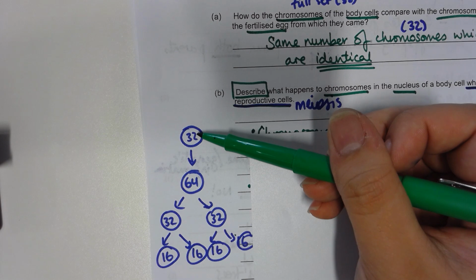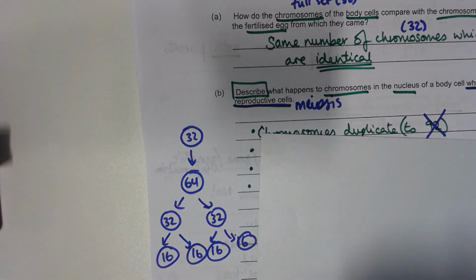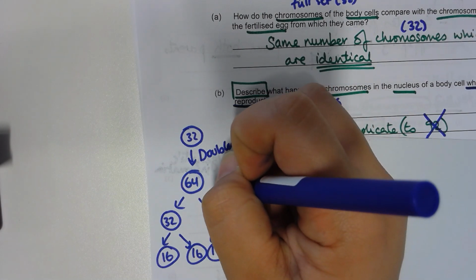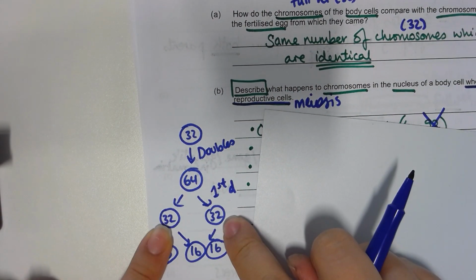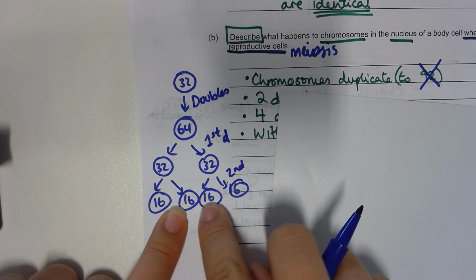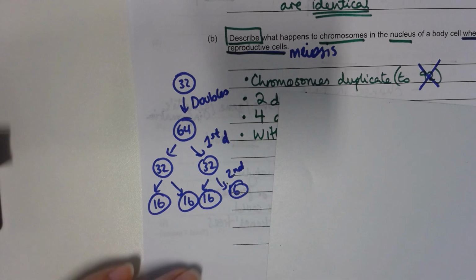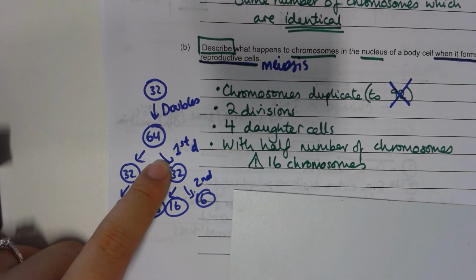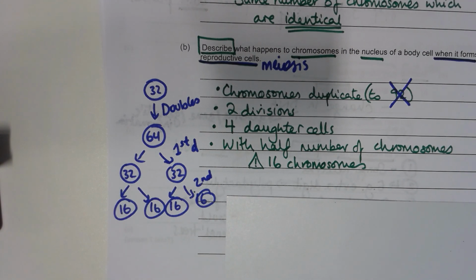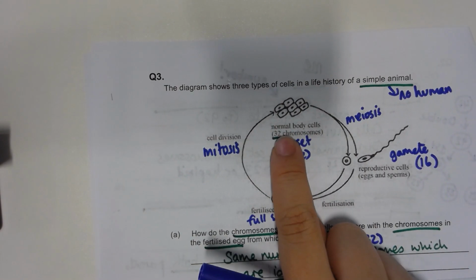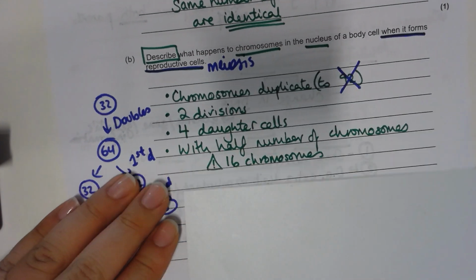So there's 32. It doubles, it duplicates into 64. You have the first division where it makes 32, and then the second division where you end up with 4 with 16 in each. So to get the full 4 marks for this question, you need to refer it back to this example. You shouldn't be having numbers such as 64 or 23 or 92. Instead, you should be having 32, 64 and 16, because this example starts off with 32 chromosomes.